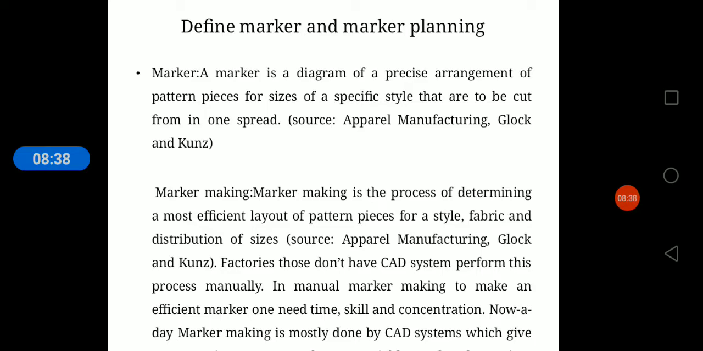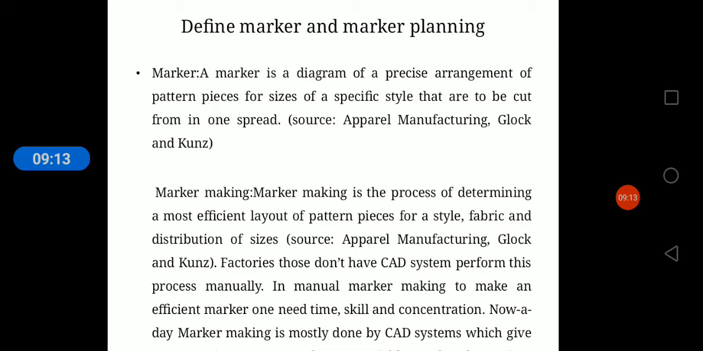So what is meant by marker and marker planning? Marker is a diagram of a precise arrangement of pattern pieces for sizes of a specific style that are to be cut from a fabric, from Apparel Manufacturing by Glock and Kunz. Marker is nothing but a diagram for precise arrangement of different types of sizes to make a specific style from the fabric to be cut.